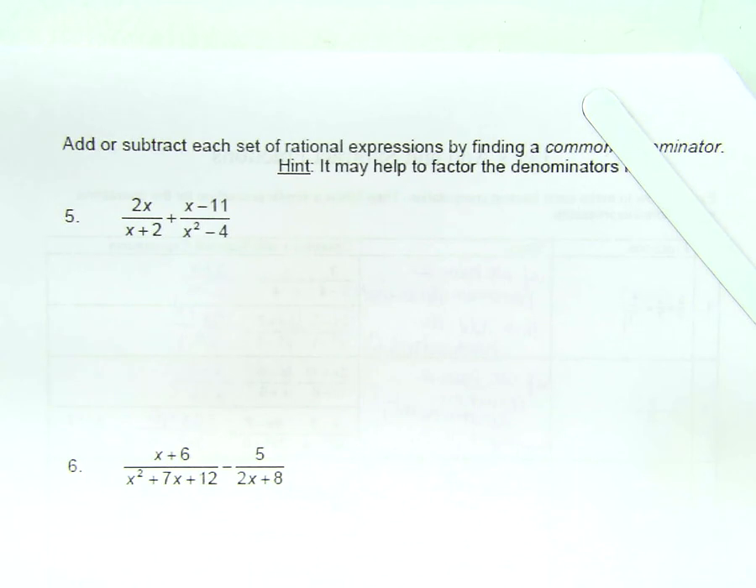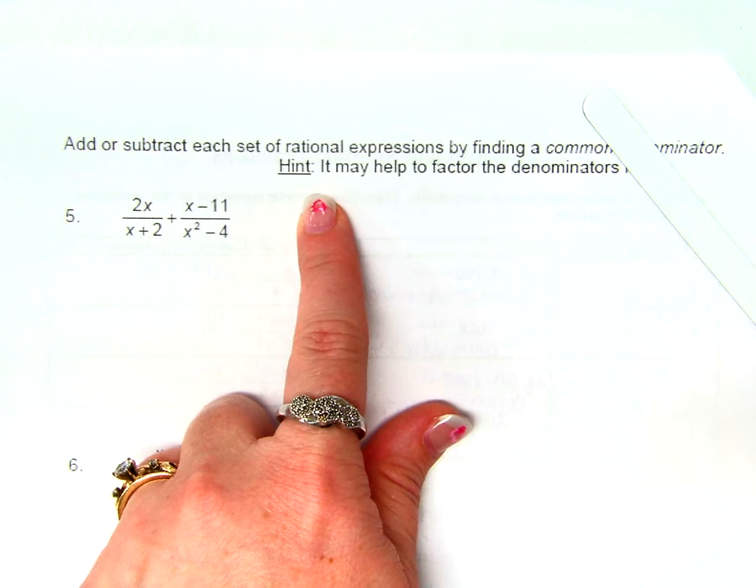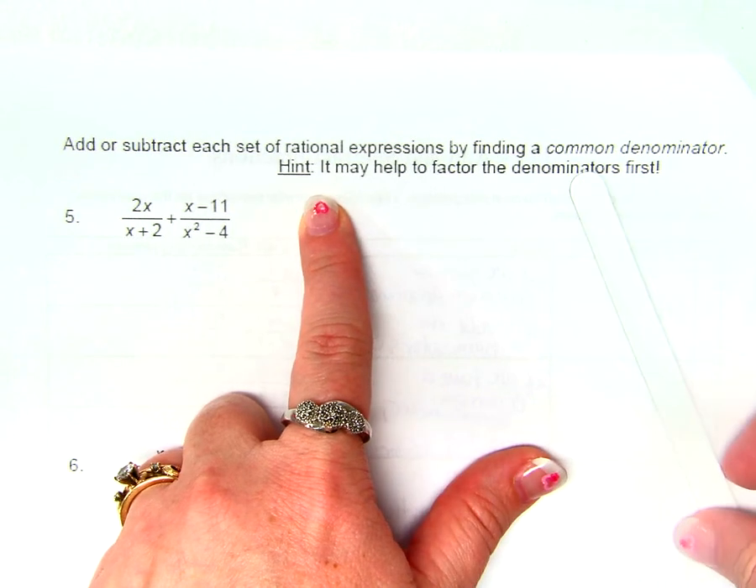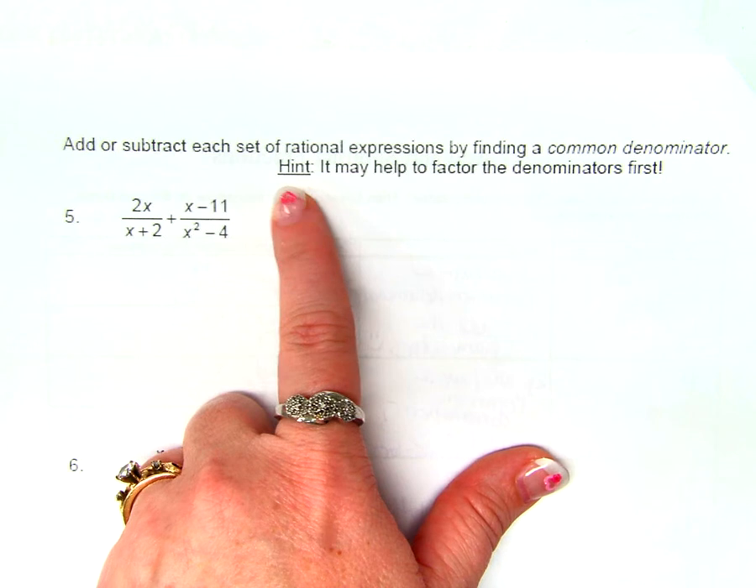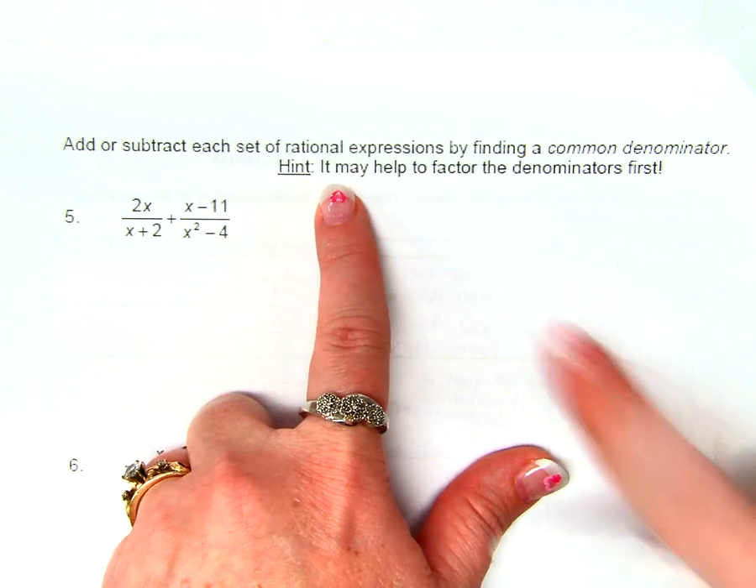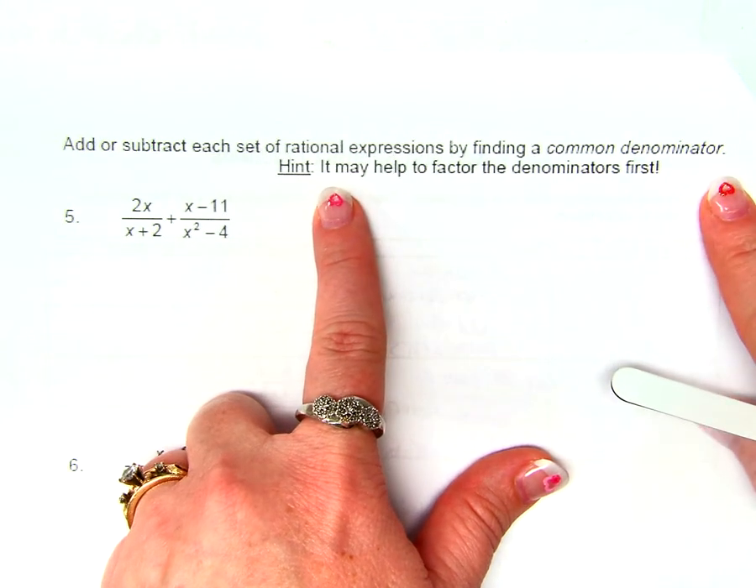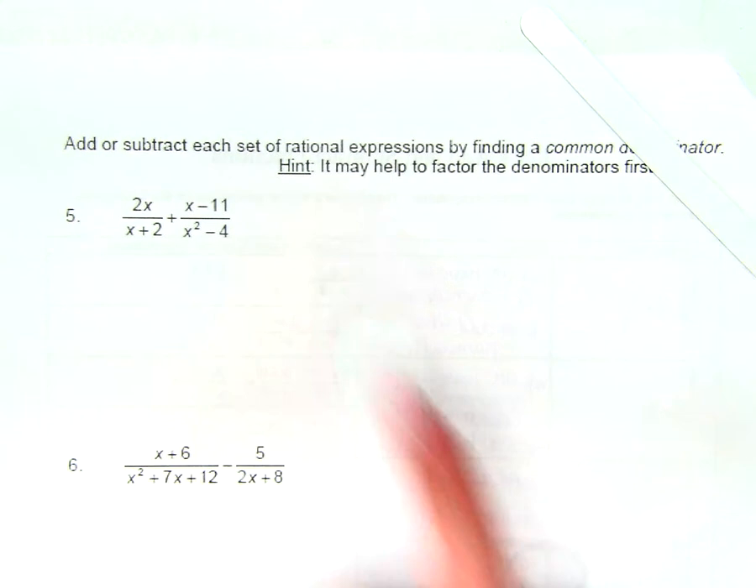There's no oh no's. You can do this. Okay, so look at the directions. Add or subtract each of the rational expressions by finding a common denominator. Hint! It may help to factor the denominators first. Okay? So, first of all, we're going to factor the denominators.